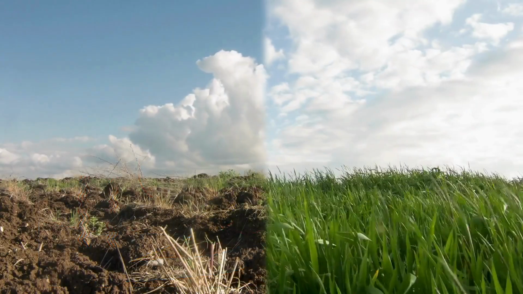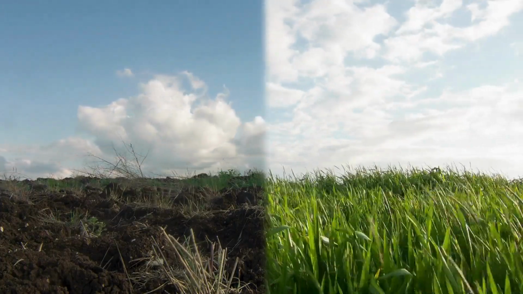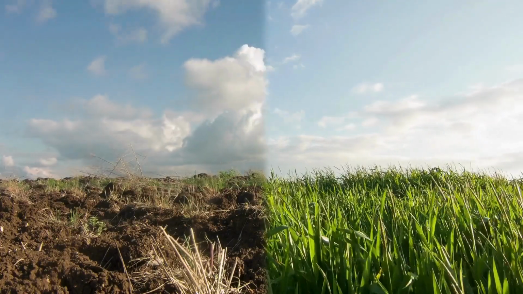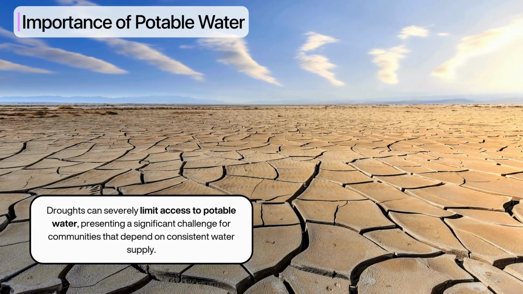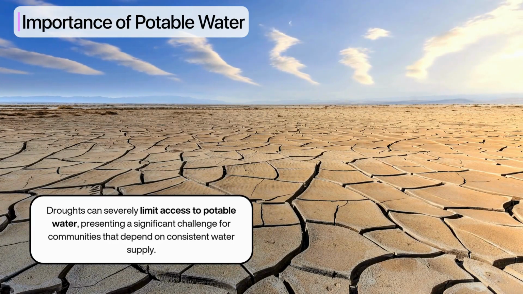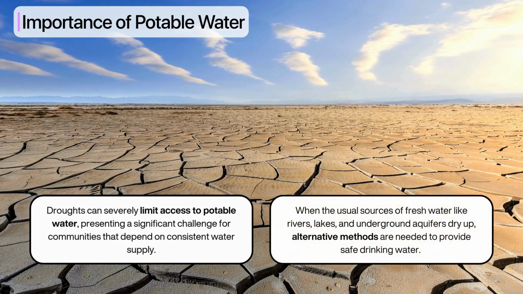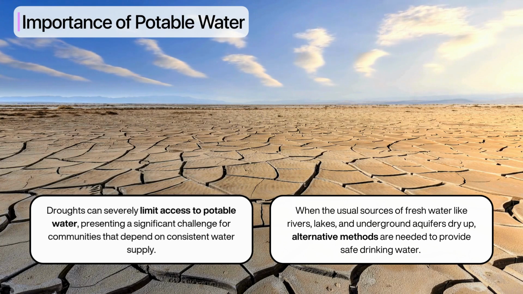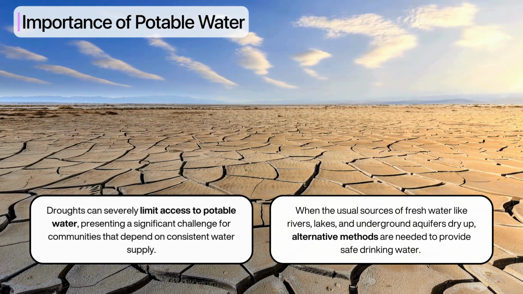This cycle is essential for the distribution of fresh water globally. The water cycle is crucial for providing fresh water for drinking, agriculture, and sustaining life. However, in some areas, drought disrupts this cycle, making fresh water scarce. Droughts can severely limit access to potable water, presenting a significant challenge for communities that depend on consistent water supply. When the usual sources of fresh water like rivers, lakes, and underground aquifers dry up, alternative methods are needed to provide safe drinking water. One effective solution is desalination.